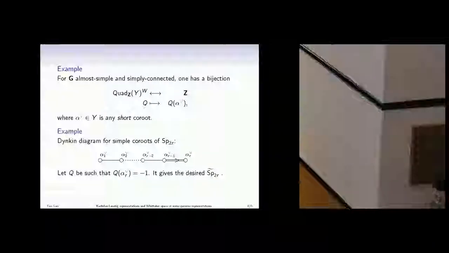A more concrete example will be, if you look at, let's say, SL2 or just Sp2R, then you could actually understand all those Weyl invariant quadratic forms on this cocharacter lattice. It is actually classified by an integer. The recipe is quite simple. You pick out this quadratic form, you evaluate at any short root.